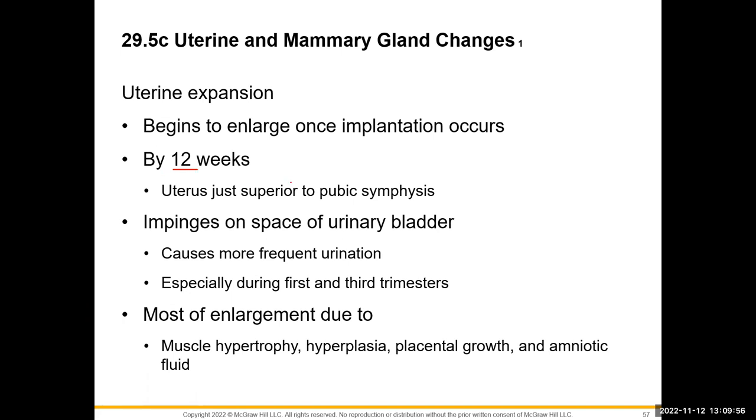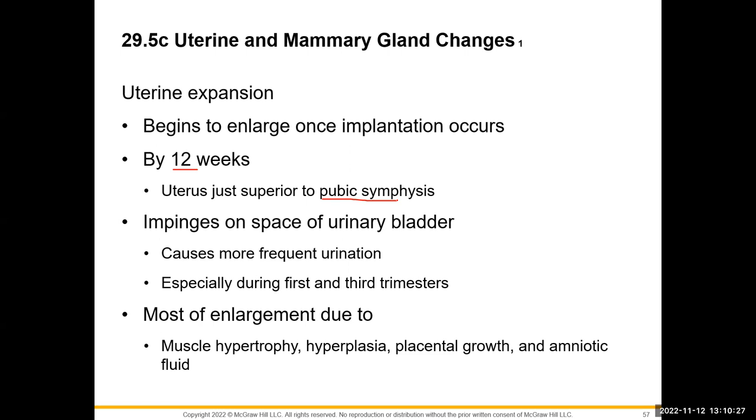And so by week 12, we're going to see it just creep right above the pubic symphysis there. Now, one of the symptoms that mothers will complain about during pregnancy is the increased frequency of urination. And part of that is going to be a result of the larger the uterus, the more space it occupies. And so other organs have to get used to it. And so one of those organs is the urinary bladder.